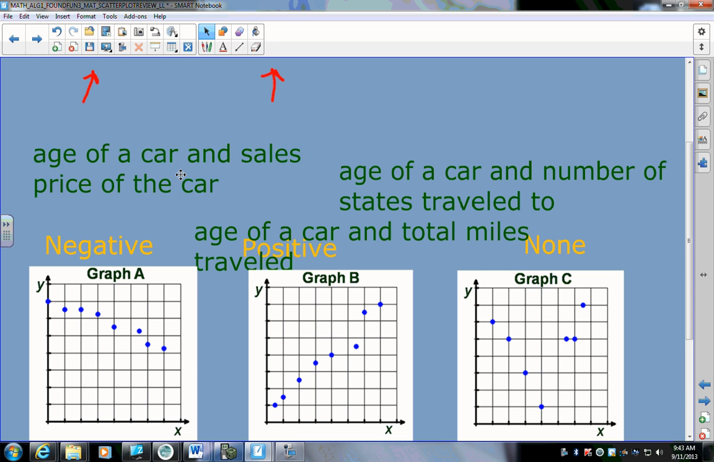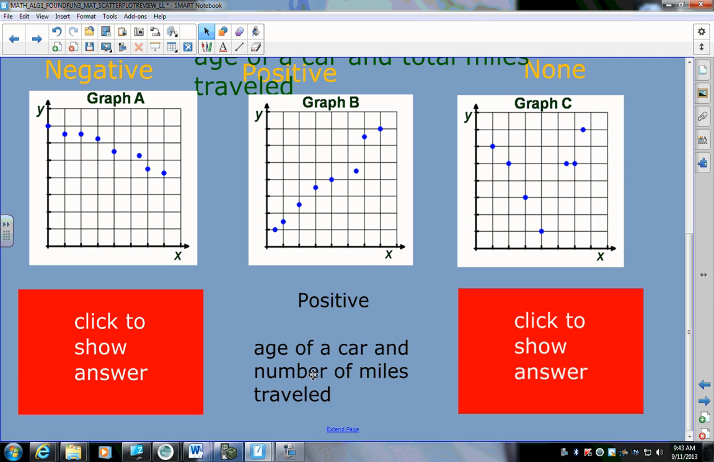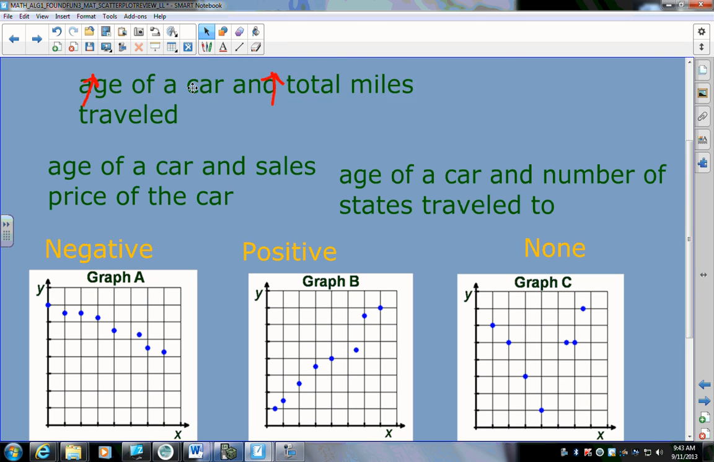Let me see if I can. It goes with graph B. So the positive graph is going to talk about the age of the car and the number of miles, because both of these are increasing. Both of these are going up. That's what's causing it to be positive. Now, let me move that out of the way.